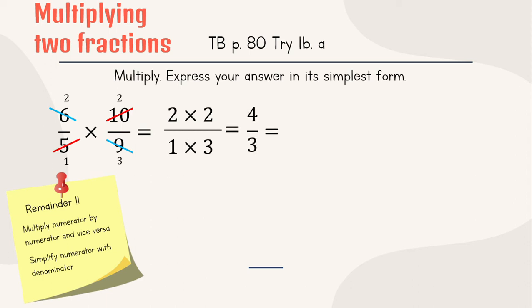As you can see, this fraction is not in the simplest form. What can we do? Make it into the simplest form by turning it into a mixed number. So 1 and 1 per 3. If you have any problems in turning it into mixed numbers, please go to the previous grade and learn it from there.